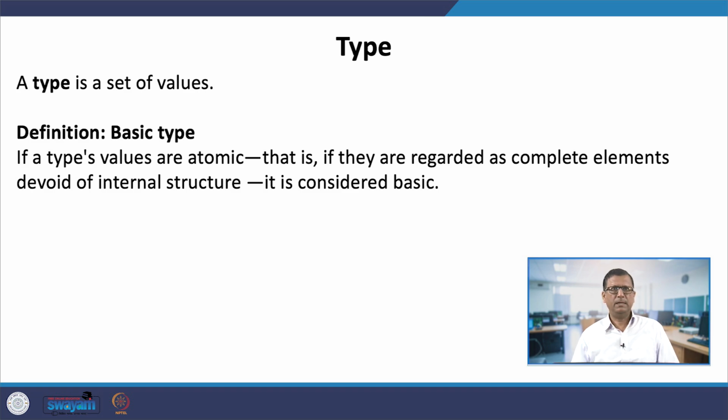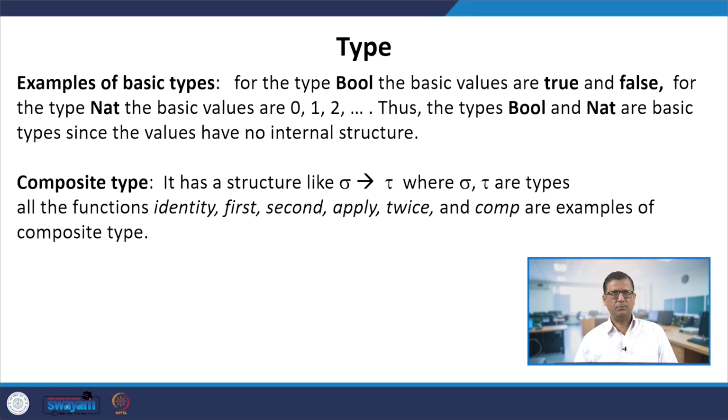Okay, now we discuss type. A type is a set of values. The basic type is defined as: a type is basic if its values are atomic. That is, if the values are treated as whole elements with no internal structure. Examples of basic types would be, say, type bool. The basic values are true and false. For the type nat, the basic values are 0, 1, 2, etc. Thus, these types bool and nat are basic types since the values have no internal structure. This is the simplest thing that we can get.